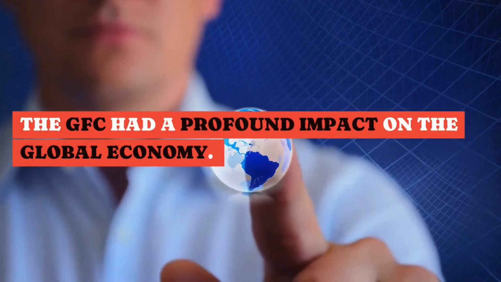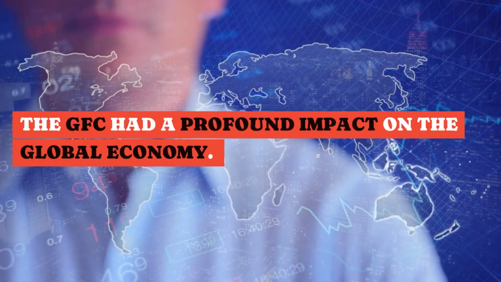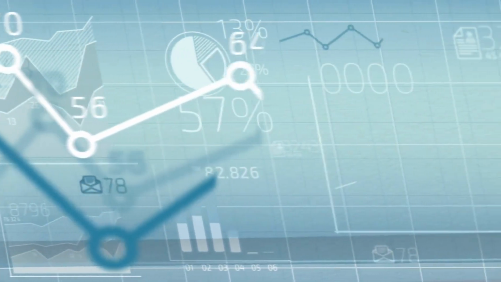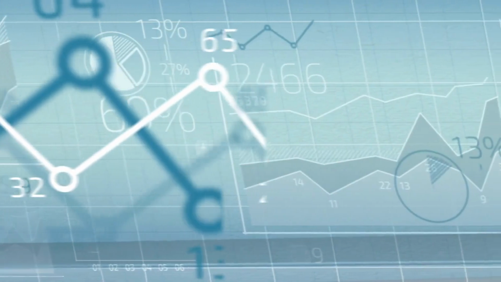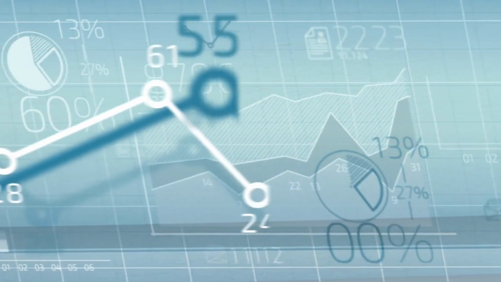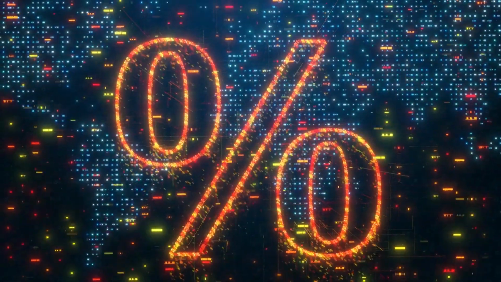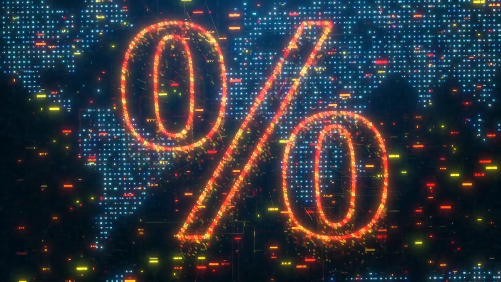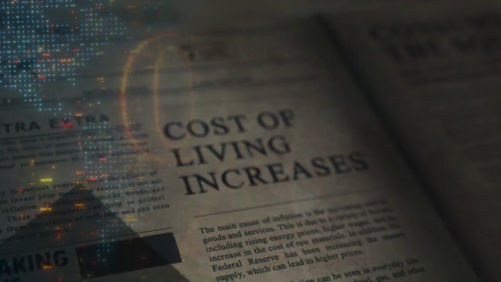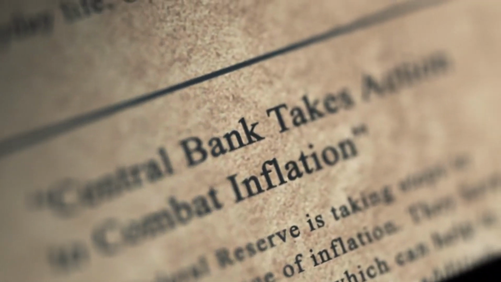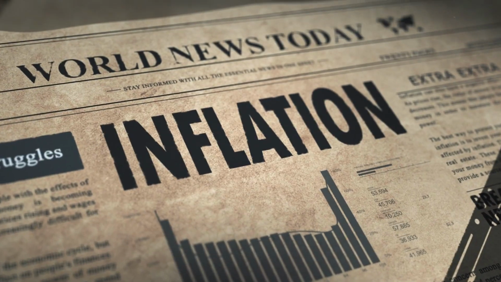The GFC had a profound impact on the global economy. Stock markets crashed, major banks and corporations teetered on the brink of bankruptcy, and millions of people lost their homes and jobs. The resulting global recession led to widespread economic hardship, with unemployment rates climbing in both developed and developing countries. Governments around the world responded with aggressive fiscal and monetary policies, including large-scale stimulus packages and interest rate cuts.